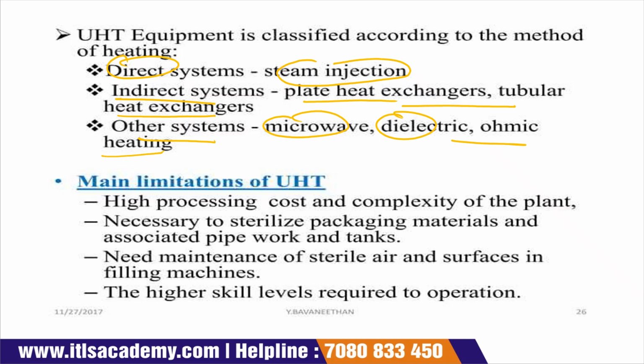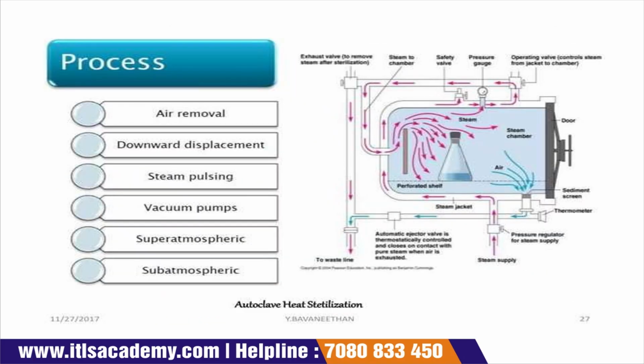The main limitation of UHT is the high processing cost and complexity of the plant. It is necessary to have sterile packaging material and associated pipework and tanks. It needs maintenance of sterile air and surfaces in the filling machine, and a higher skill level is required.